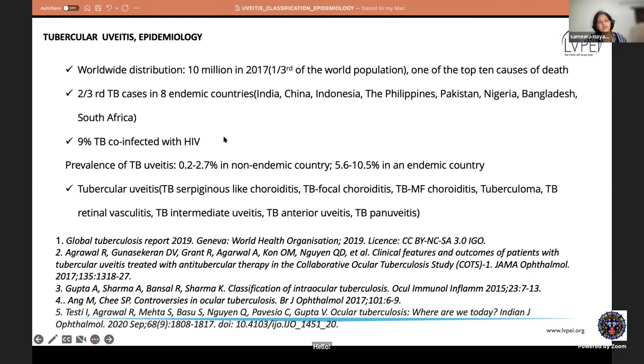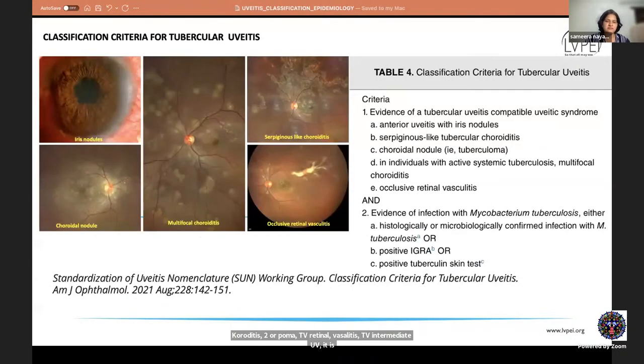9% of TB are co-infected with HIV. Prevalence of TB uveitis is 0.2 to 2.7% in non-endemic countries, and it increases to 5.6 to 10.5% in endemic countries. Tubercular uveitis could be TB serpiginous-like choroiditis, TB focal choroiditis, TB multifocal choroiditis, tuberculoma, TB retinal vasculitis, TB intermediate uveitis, TB anterior uveitis, and TB panuveitis.